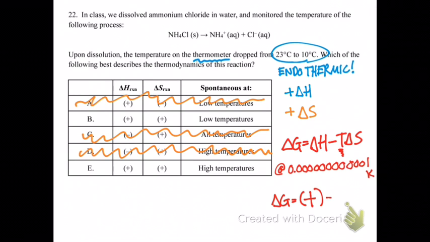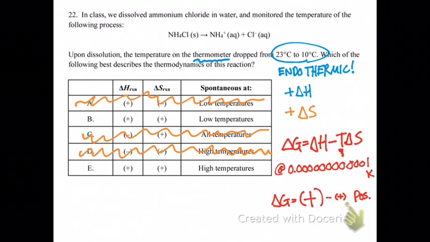So I'm going to put minus and a really little positive sign here, because what we would have at low temperatures is a positive number minus a very, very small positive number. If you take a positive number and you subtract from it a number that is also positive but smaller in magnitude, what are you going to end up with? Well, this is going to end up being positive, which means a non-spontaneous reaction at low temperatures.